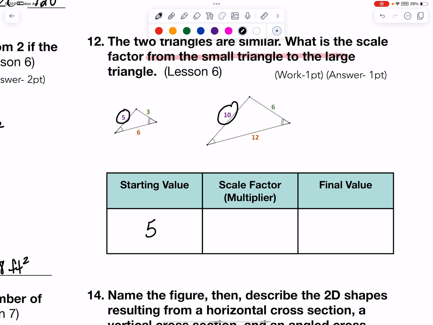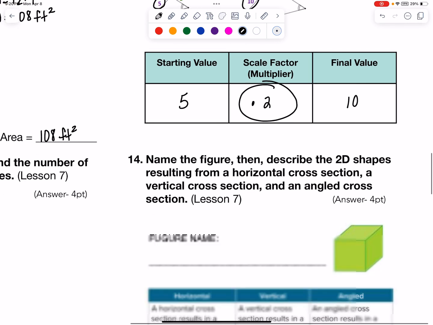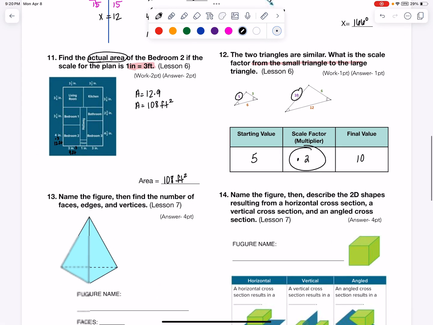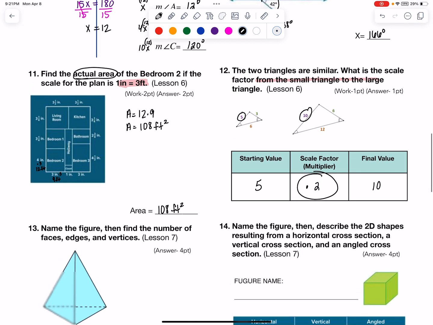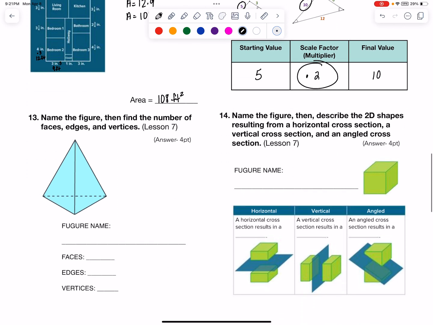So my starting is 5, my final is 10. What is the scale factor from small to large? Well, my multiplier is times 2. So the scale factor is right there. Okay, and that's all you need to do. So I have my work of filling out the table and my answer. Okay. All right, let's go down here.